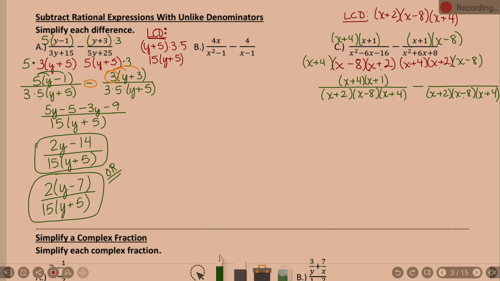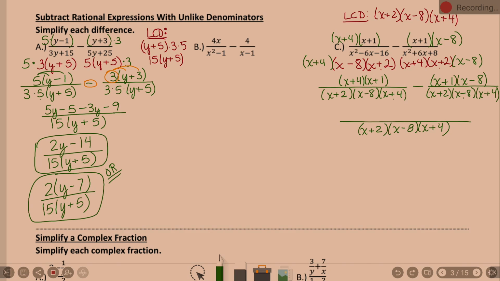So it's going to be X plus 1 times X minus 8. Okay. I'm ready to put this together as one big fraction. Common denominator of X plus 2, X minus 8, X plus 4. In both cases, what are we doing in the numerators? What's the word? Foiling. Okay. We need to FOIL these.